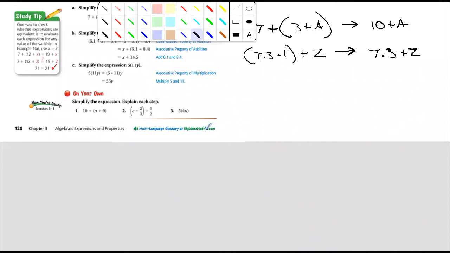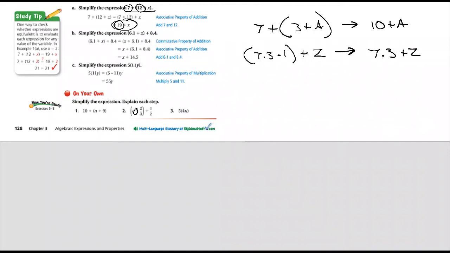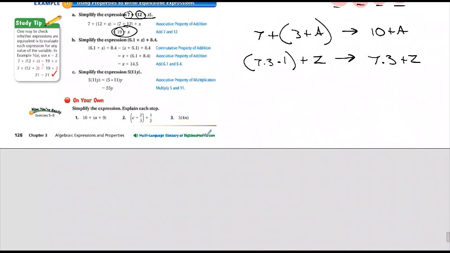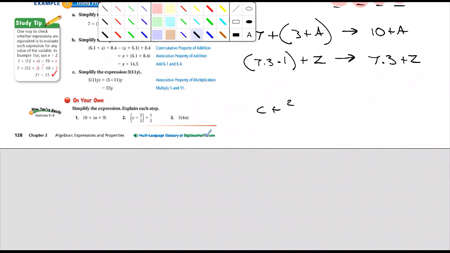Okay. Number 2, we've got in parentheses C, and I can't quite read that. You guys look in your book. Is that an addition sign there? Yeah, that is. Okay, so we have C plus 2/3 plus 1/2. So C plus 2/3, and that's in parentheses, and then outside the parentheses is adding 1/2. Well, now we just got to add 2/3 and 1/2. 1/2 and 2/3. Haven't done any of these for a while.